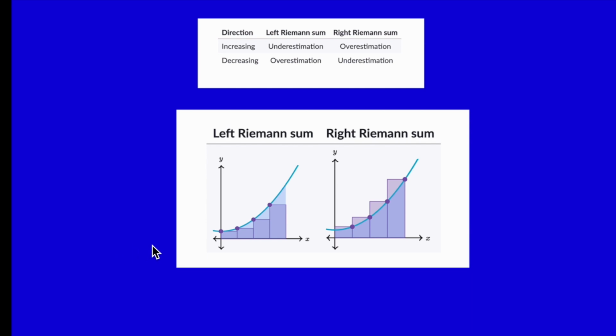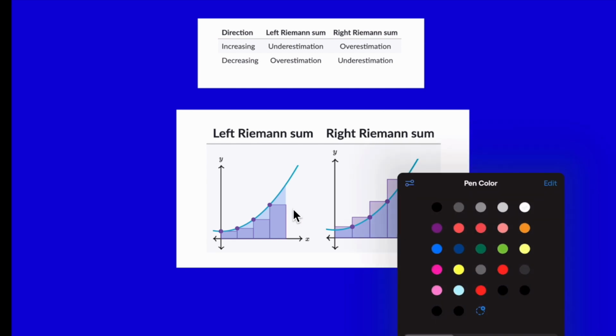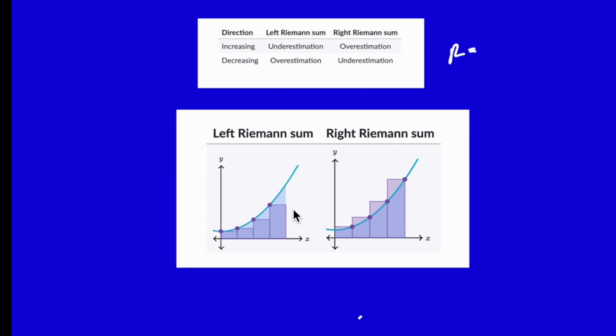So you see here that when you're dealing with the left and right Riemann sum, the only issue is whether or not the function is increasing or decreasing. Concavity does not matter. So with right and left functions, you can ignore concavity.